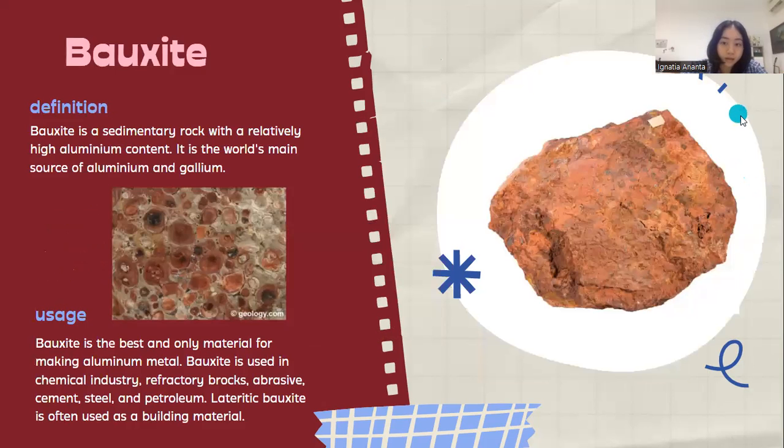The next mineral is bauxite. And bauxite is a sedimentary rock with a relatively high aluminum content. It is the world's main source of aluminum. So it is again used for making aluminum metal and chemical industry, and also for building materials.